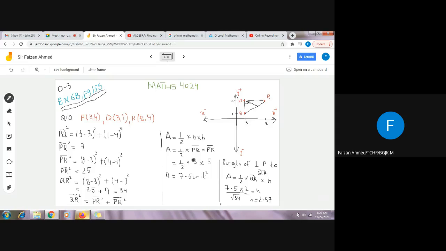By finding the area of the triangle, I will be able to find the perpendicular height from P to QR, which is the height of the triangle if I take QR as my base. If I take QR as my base, this perpendicular distance from P to QR will be the height of the triangle. So for the perpendicular from P to QR, I will use this area. The area of the triangle is 7.5. Area is equal to half into base into height. If I am taking this as the height of the triangle, QR will be the base, so I will write QR as the base, multiplied by the height which I have to find out.